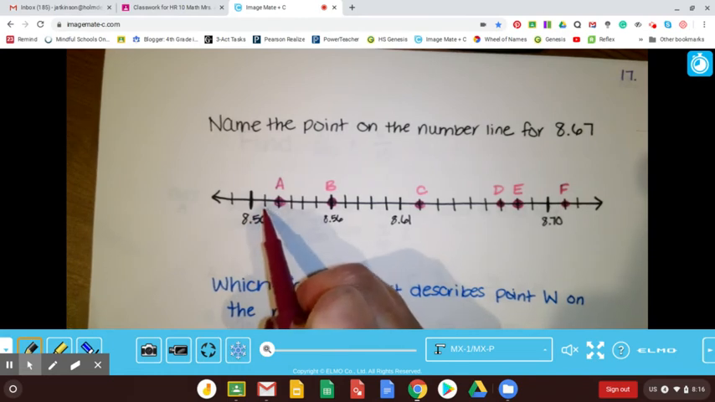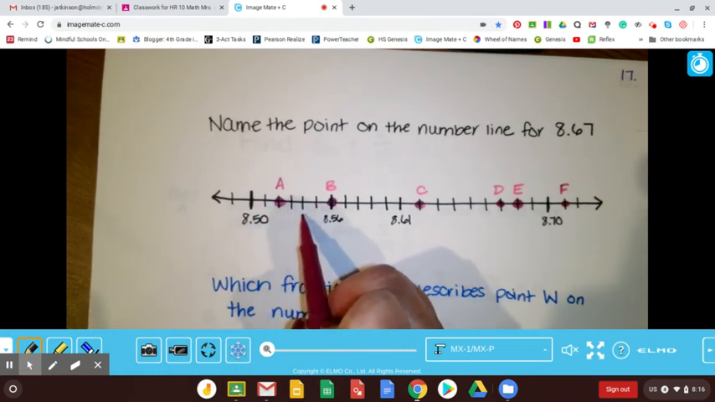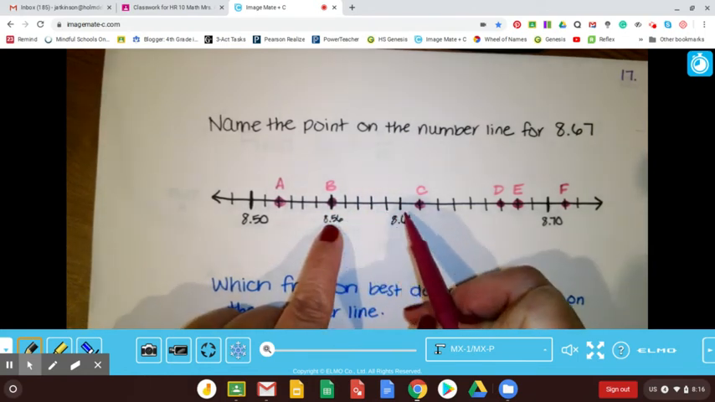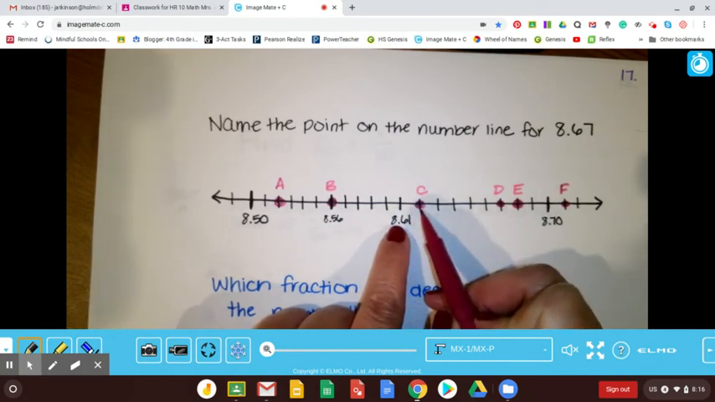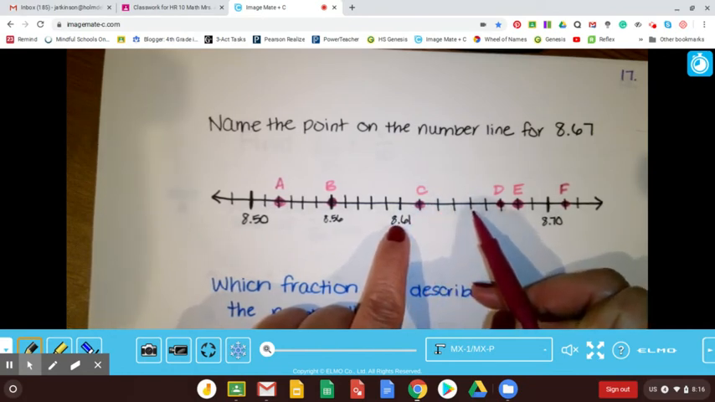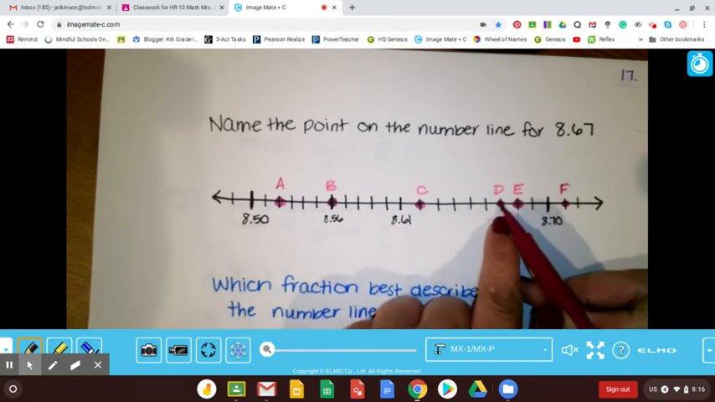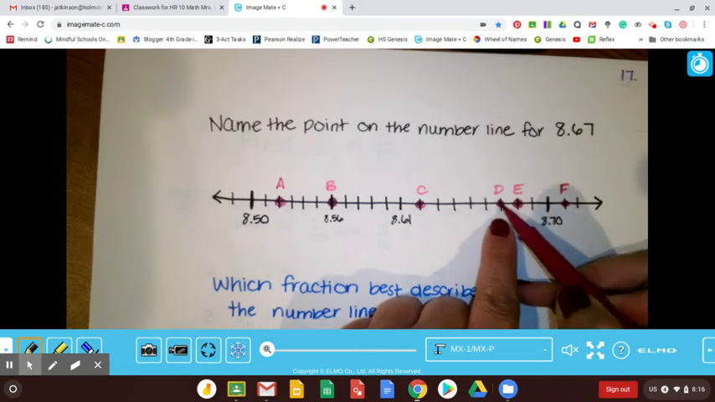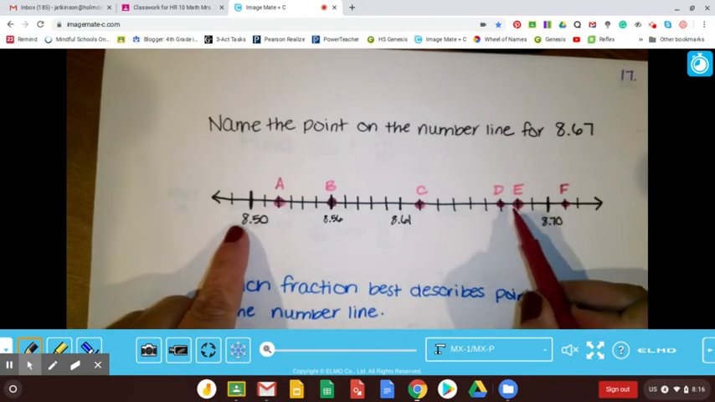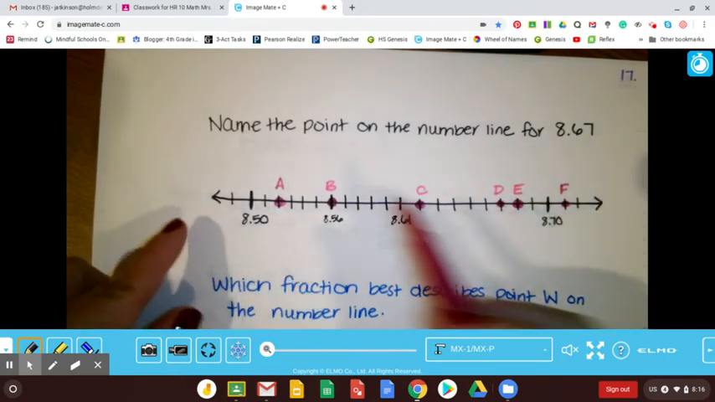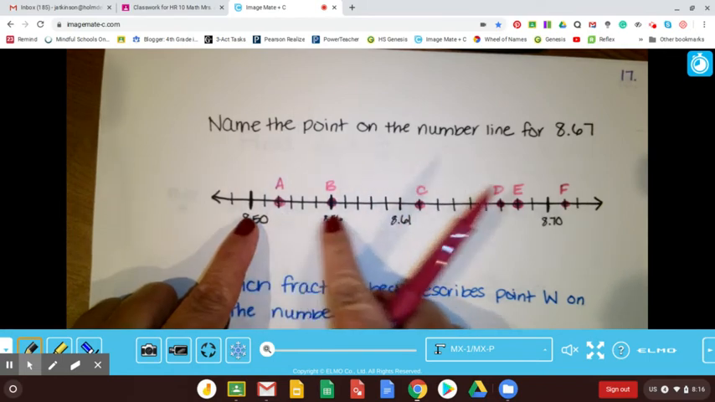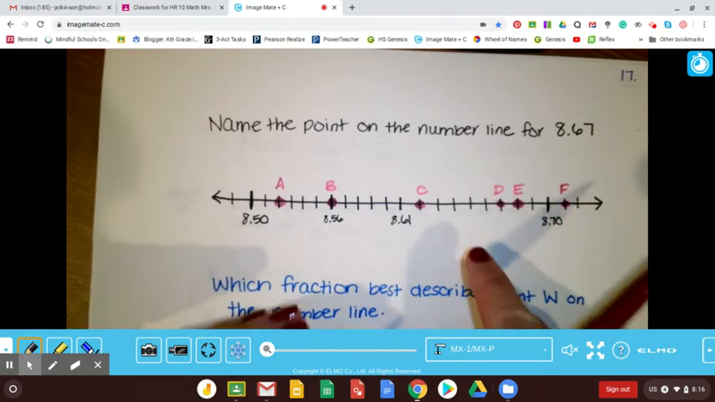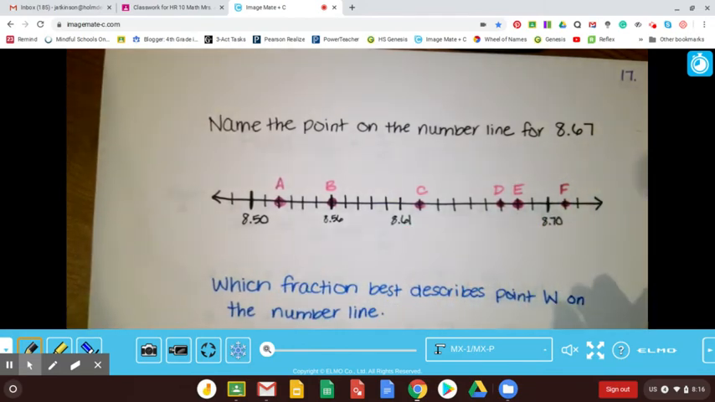This would be 8 and 51 hundredths, 52, 53, 54, 55, 56, 57, 58, 59, 60, 61, 62, 63, 64, 65, 66, 67, right? 68, 69, and 8.70. All right, so it looks like D is my answer. Notice how, though, I didn't just look and take a guess. I really checked myself and went all the way through the number line just to make sure what I was saying and what I was landing on matched up. So D would be our answer for that guy.